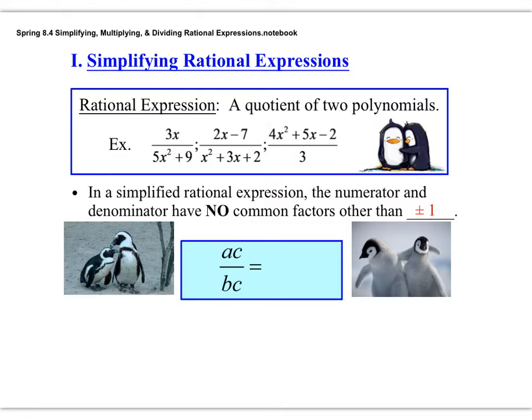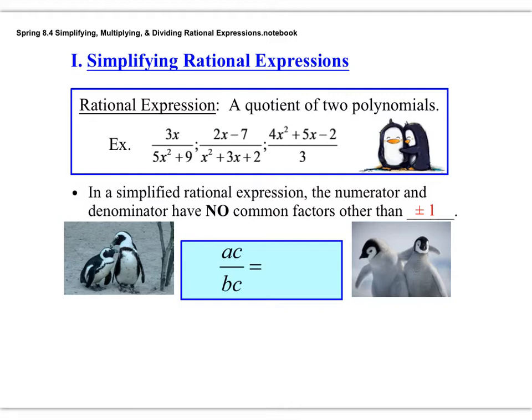All right, so the first part, just recognizing what a rational expression is. It is the quotient of two polynomials. Quotient just means divide, and fraction bars we know mean divide. So really a rational expression is just when you're dividing two things.